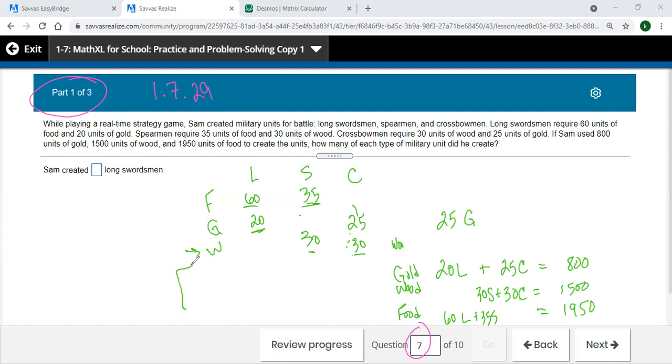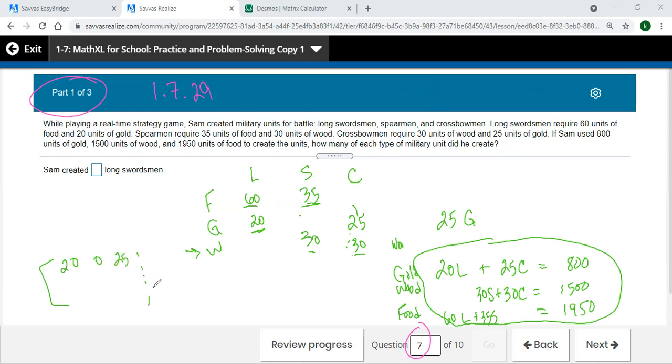So I'm gonna go ahead and set this up. I'm taking all this system right here and putting it in an augmented matrix. I've got the 20L, 0S, 25C, and the answer for that row was 800. And then I've got the 0L second row, 30S, and 30C. The answer for that second row was 1,500.